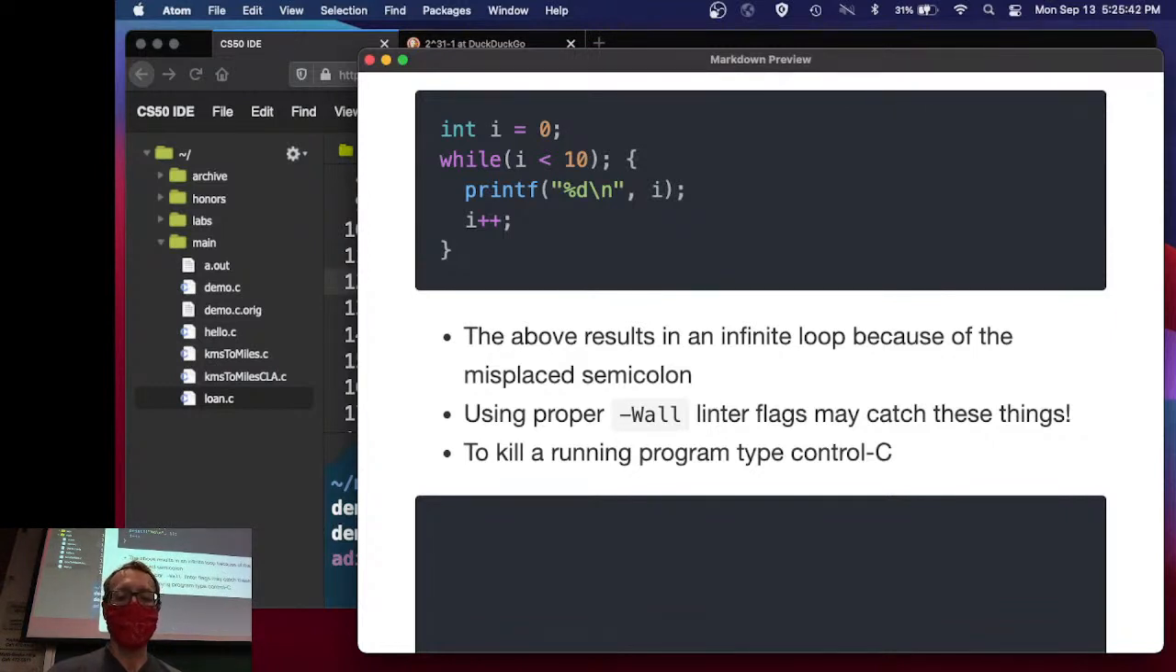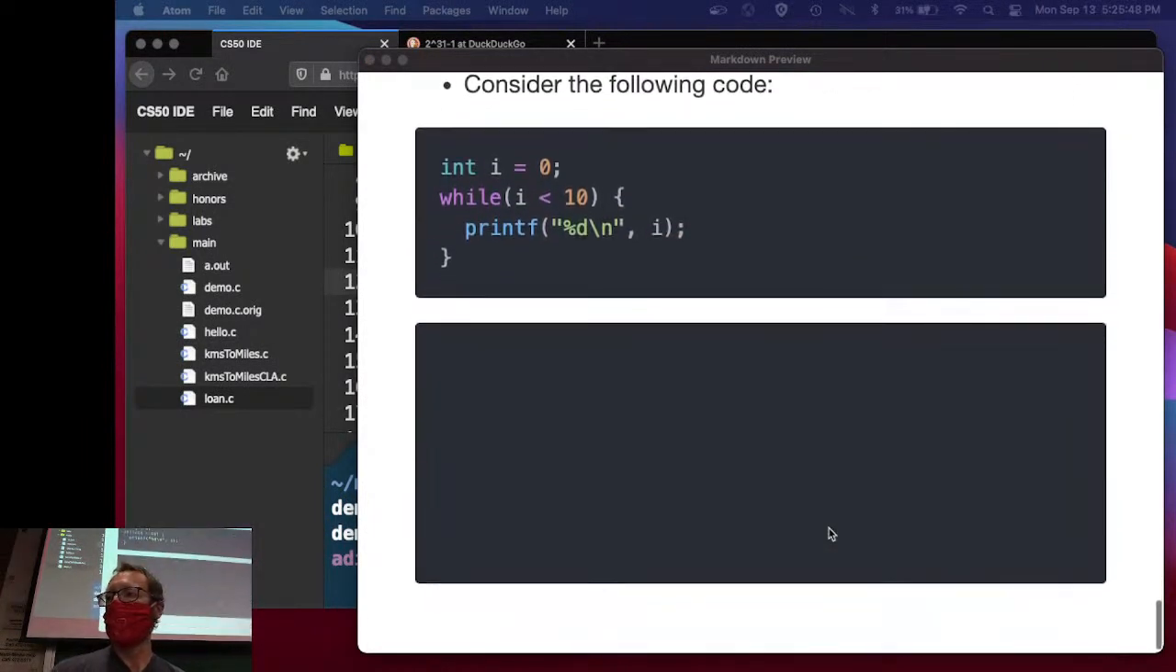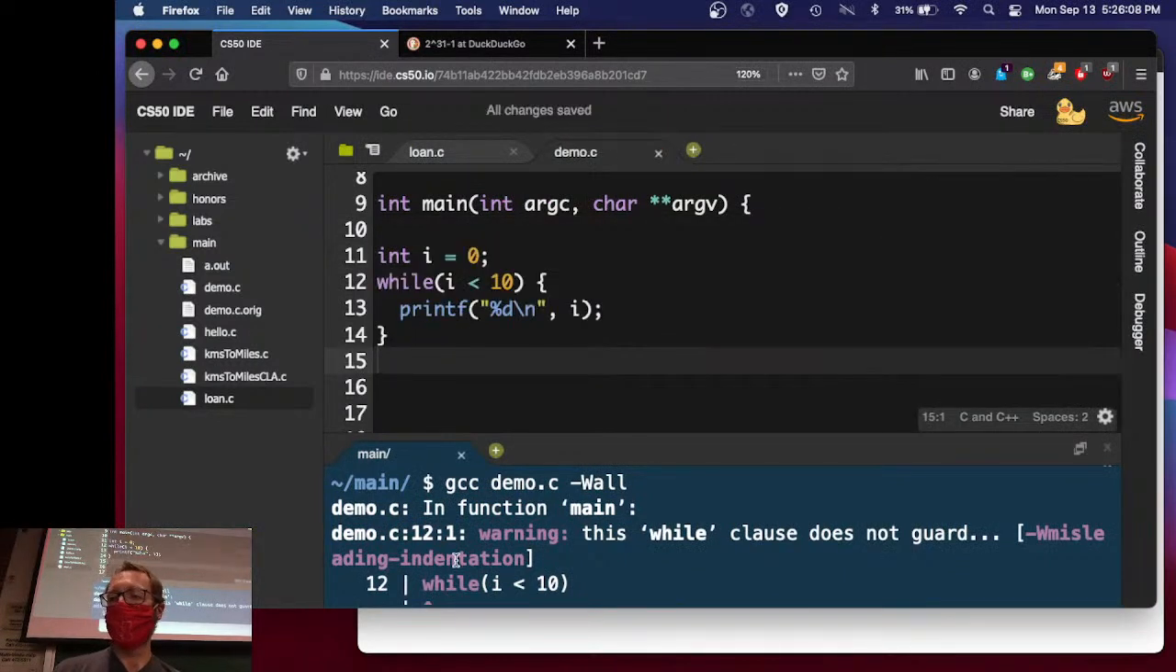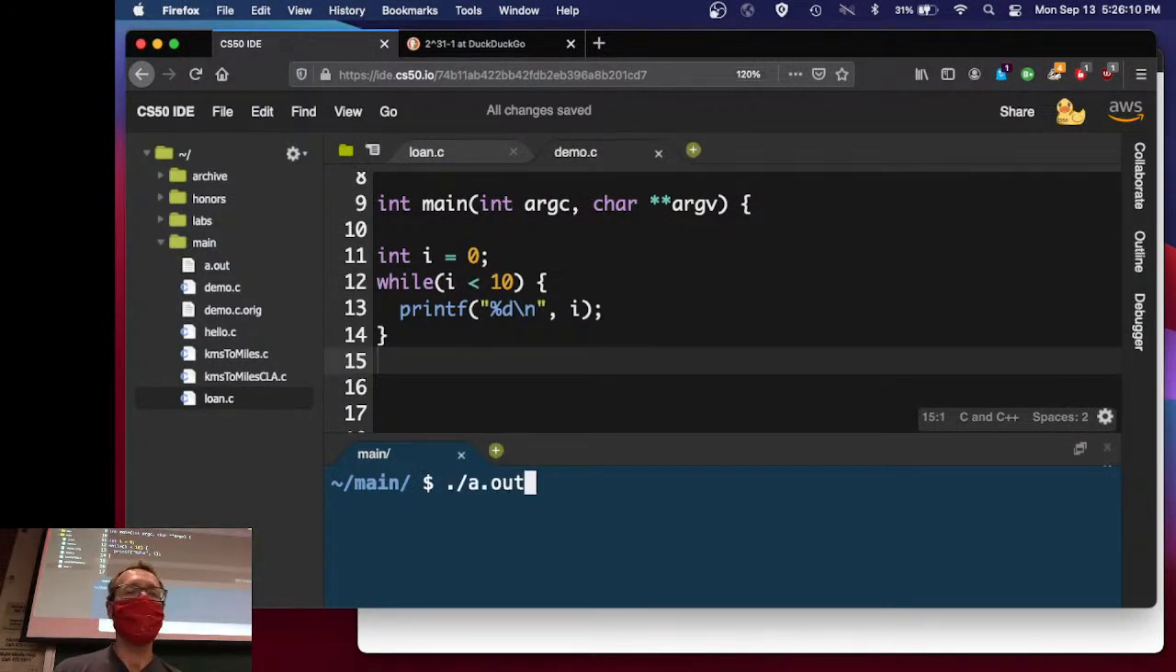Right? Another pitfall. Consider the following piece of code. Look real hard. I got rid of the semicolon, so we're all good there. What's it going to do? It never ends, because I forgot the increment, right? So it's an infinite loop. I forgot my plus plus somewhere, right? GCC, oh, come on. Come on, there we go.